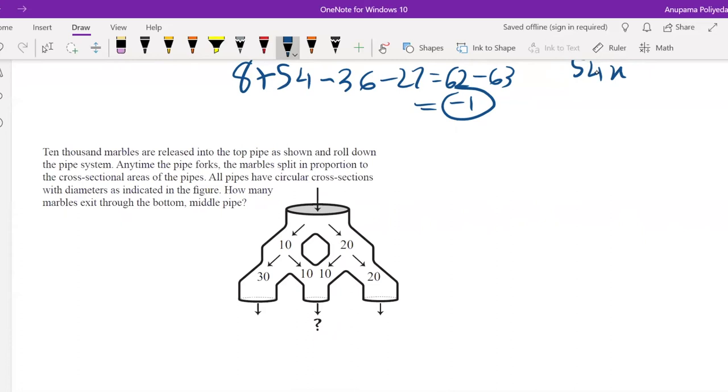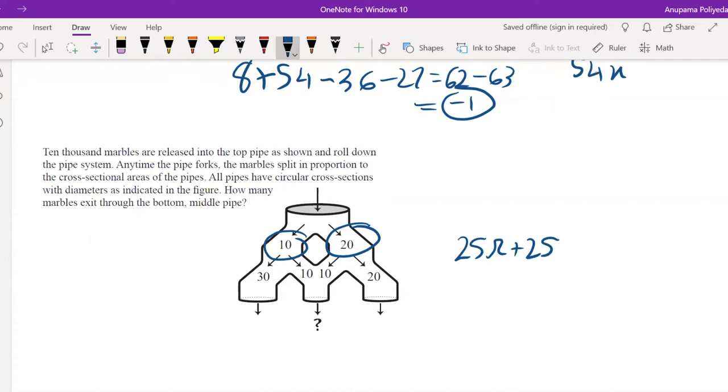So can anyone tell me what is the total area of these cross-sectional areas of the first branch of pipes? Is 10 the radius? 10, all the numbers are the diameters. Oh, diameters. 25 pi, 100 pi. Yes.